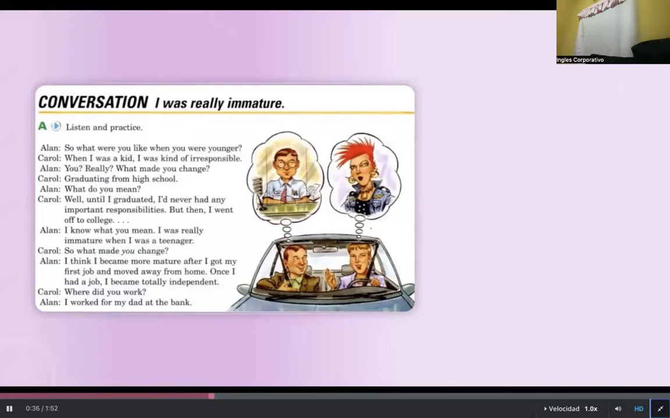I know what you mean. I was really immature when I was a teenager. So what made you change? I think I became more mature after I got my first job and moved away from home. Once I had a job, I became totally independent. Where did you work? I worked for my dad at the bank.